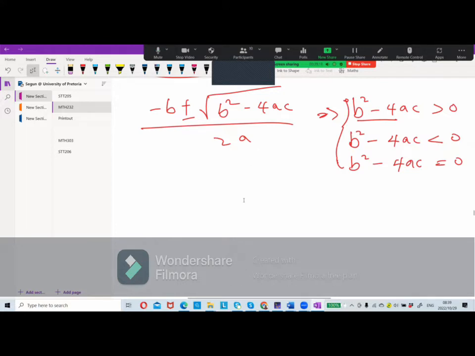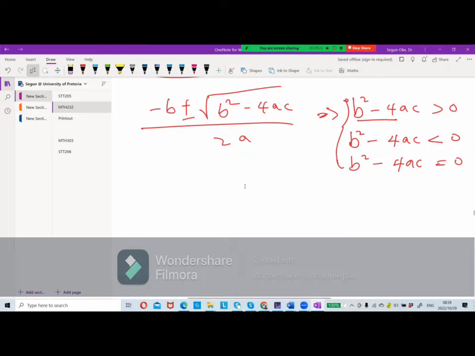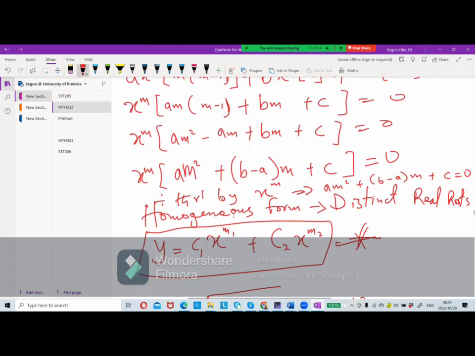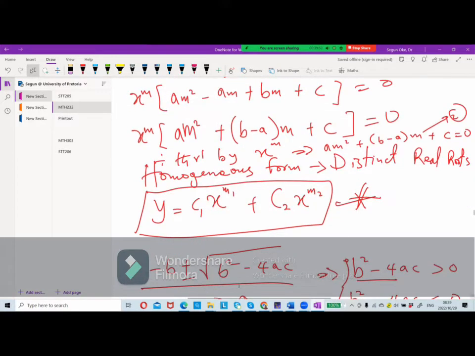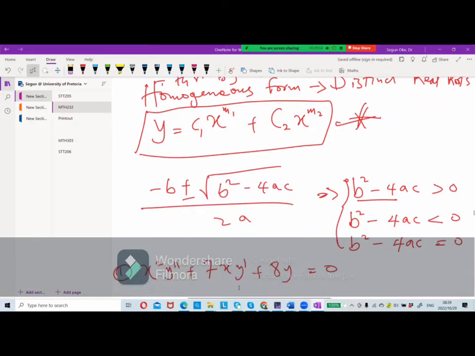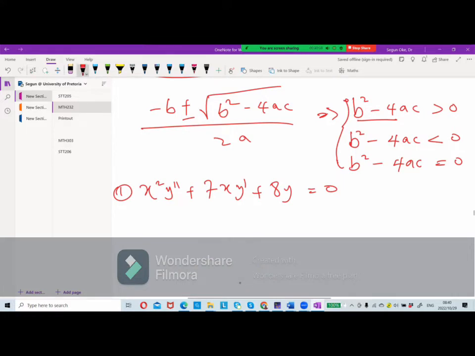Let's look at the example. Example 1. Number 1 example will be x squared y double prime plus 7xy prime plus 8y equals 0. In this case, let's call this one equation 2. Can you see equation 2 now? So what is A in this case?